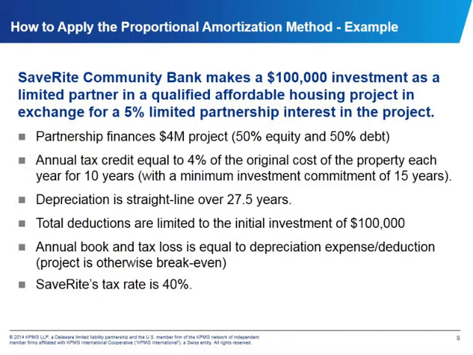There's an annual tax credit equal to 4% of the original cost of the property for each of the first 10 years, with a minimum investment commitment of 15 years. Depreciation is recognized on a straight-line basis over 27.5 years, and the total deductions are limited to the initial investment of $100,000. The annual book and tax loss is equal to the depreciation expense and deduction, and the project is otherwise considered break-even, and SaveRight's tax rate is 40%.